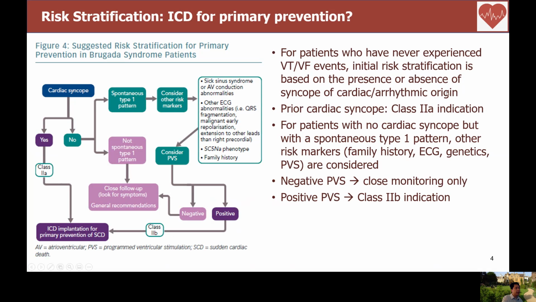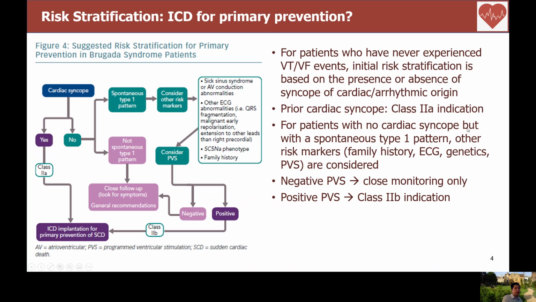In terms of the indications, for primary prevention, i.e. for patients who have never experienced arrhythmic events, initial risk stratification is based on the presence or absence of syncopal symptoms, those that are of cardiac or arrhythmic origin. So currently, if you've got prior cardiac syncope, the recommendation is a class 2A indication for ICD.